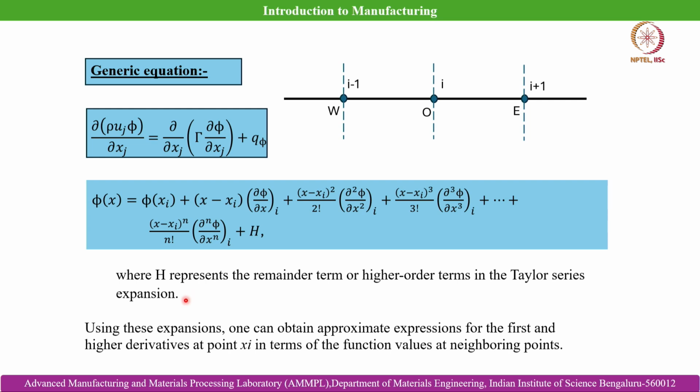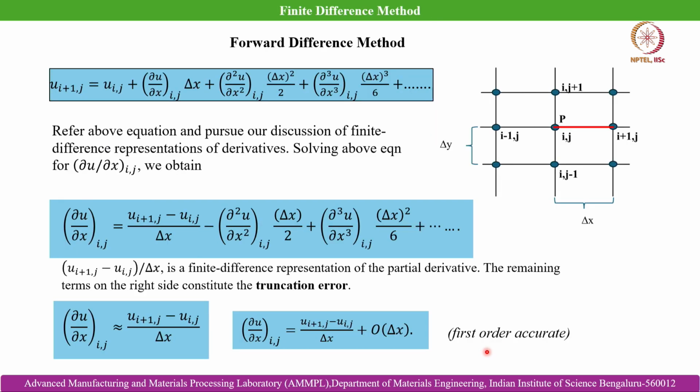These we often neglect to save the computational time, and using these expansions one can obtain approximations for the first and higher derivatives at point x_i in terms of the functional values at neighboring points. Here you can see a typical structured grid where we can apply and solve using finite difference techniques. This is the particular node of interest, which is named as P over here.